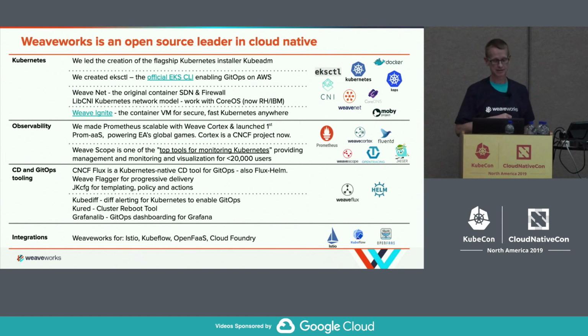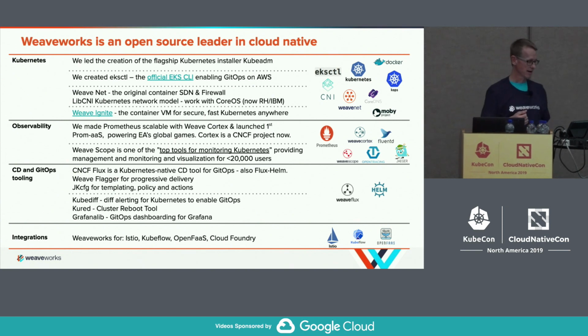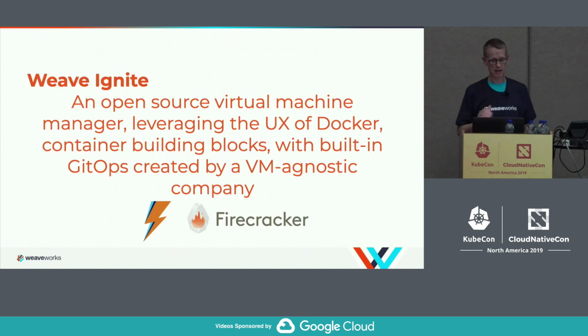Some recent stats that I pulled around the Weaveworks space: we have almost 25,000 stars across our projects. We have 9,200 pulls. We've had over 400 releases and almost 600 different contributors to all of the different open source projects we have. So if you have time and you want to investigate what Weaveworks has to offer, which is a ton of things in the open source community, I encourage you to do so. But we're here to talk about Weave Ignite. So what is Weave Ignite?